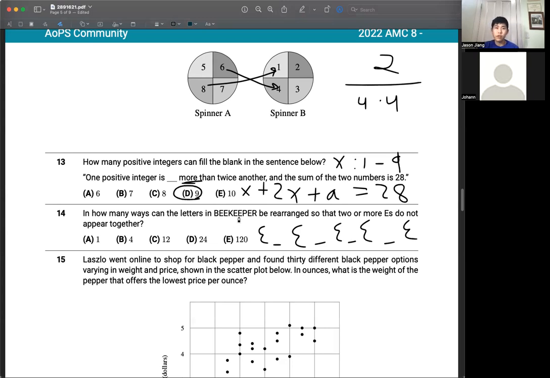So since we have 4 other unique letters, there are 4 possibilities for the first gap, 3 for the next, 2 for the next, and 1 for the next. And we just multiply 4, 3, 2, and 1. We get our answer of 24.